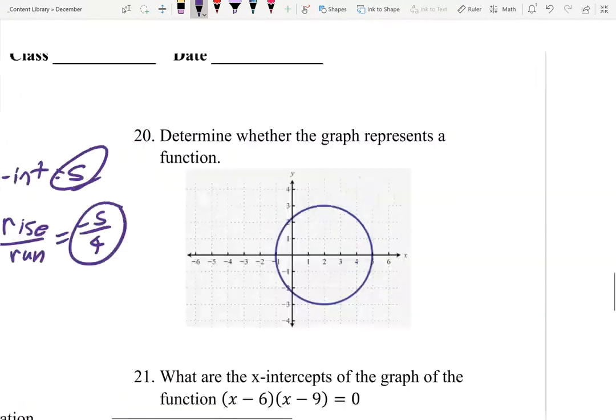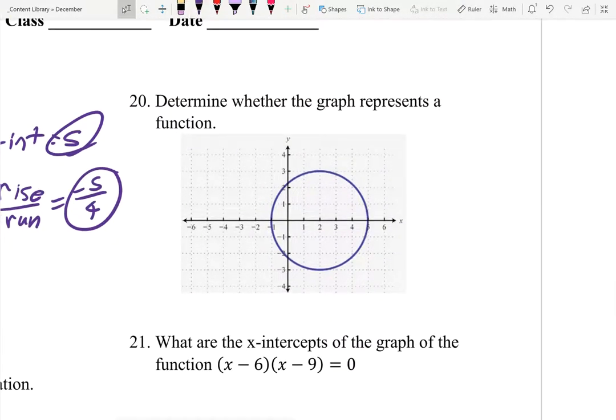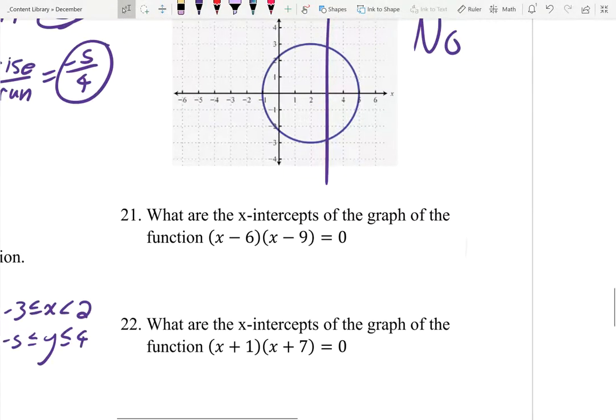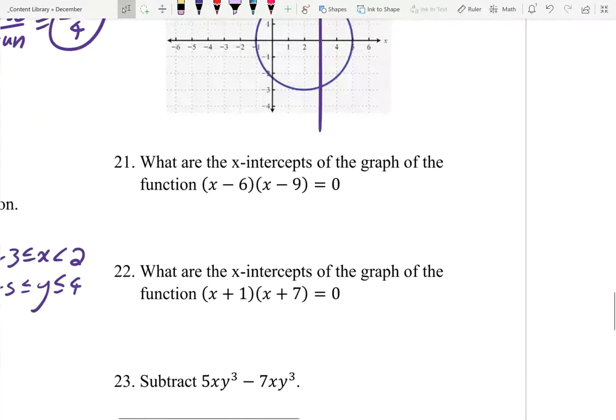Okay, almost there. Number 20. Determine whether the graph represents a function. Well, if everybody knows the vertical line test, you would know that this fails the vertical line test. This is simply no. It's not. It'll be a yes or no question on the test as well. So 50-50, hopefully you can get it right.